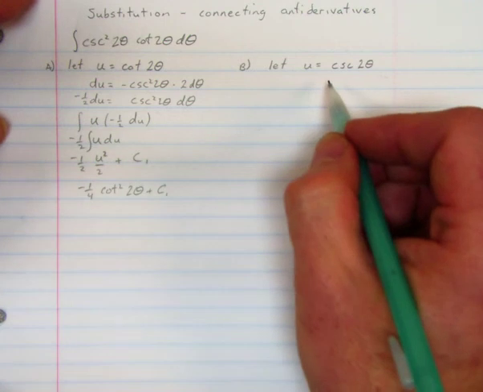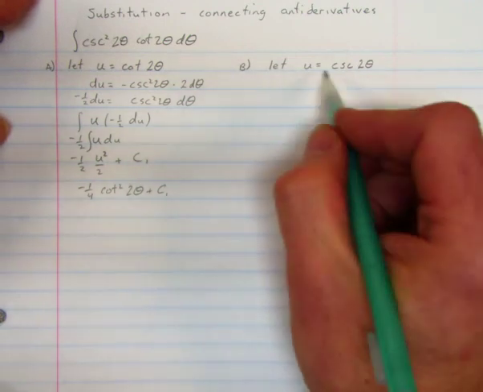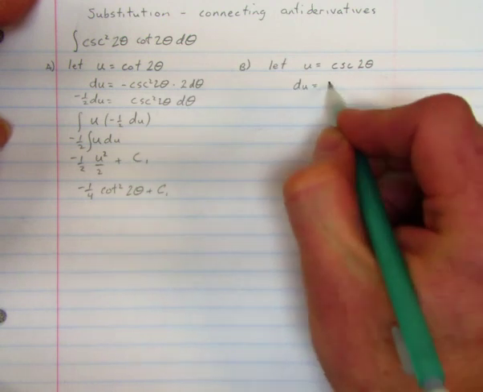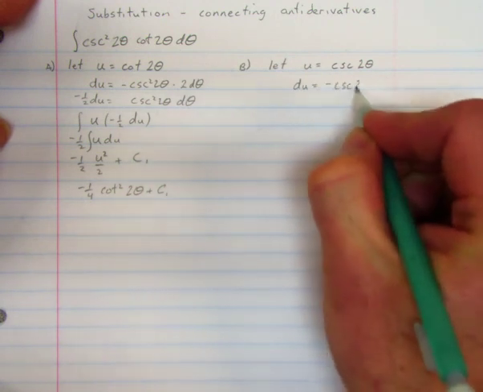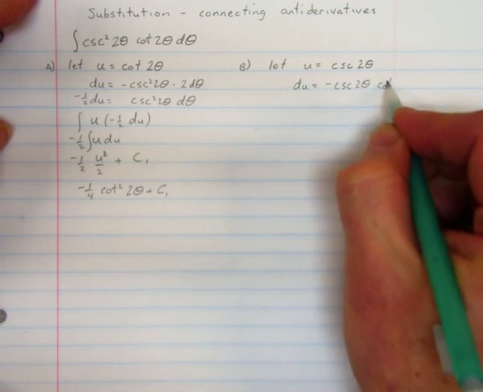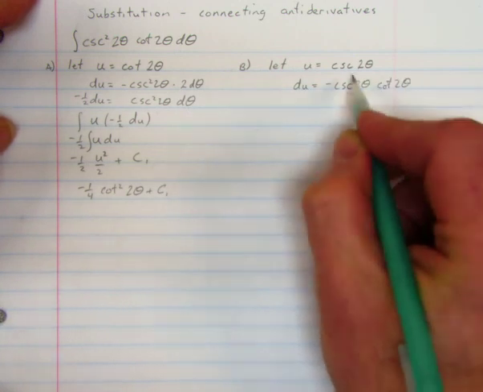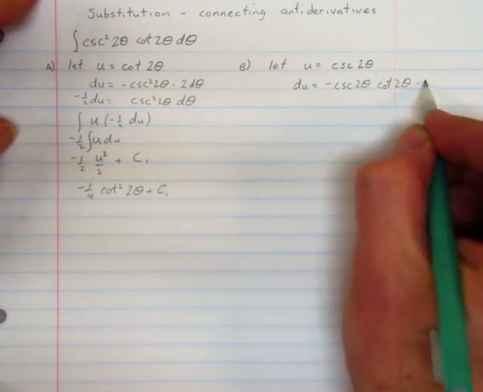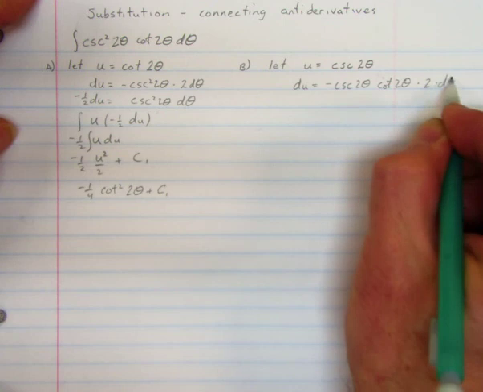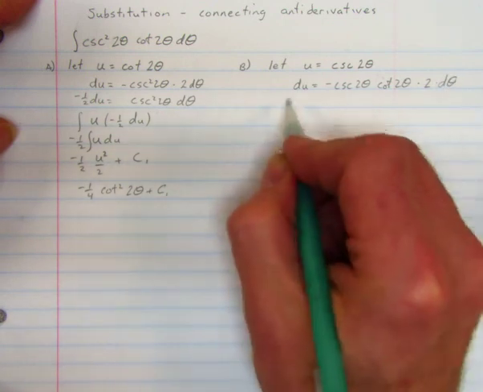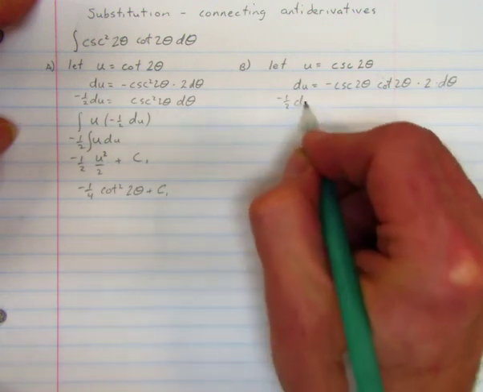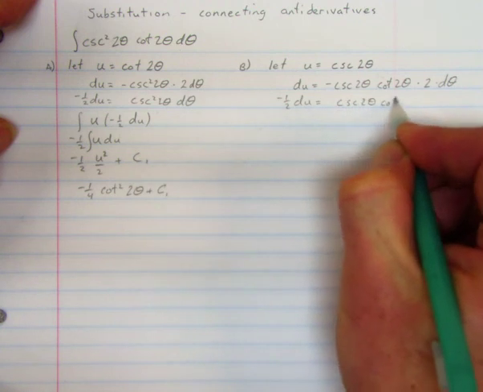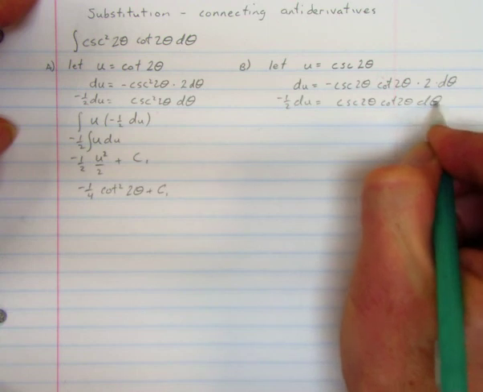Now let's go and try the other substitution. We'll let u equal cosecant 2 theta, so du now will be negative cosecant 2 theta cotangent 2 theta. It's always going to be negative cosecant cotangent times the derivative of the inside, which will be 2, and then d theta. So we can do the same thing as before. Negative 1/2 du will equal cosecant 2 theta cotangent 2 theta d theta.